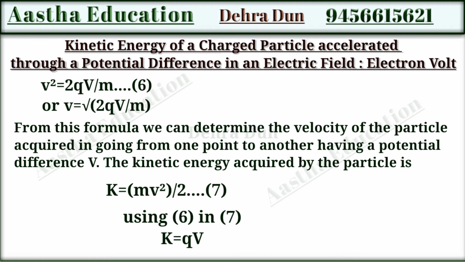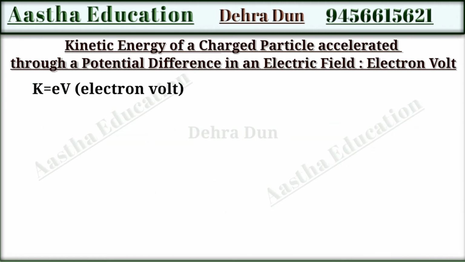Now if the charged particle is an electron, then q can be replaced by small e, which means kinetic energy is equal to eV, also called electron volt. So here we are introducing a new unit of energy, which is an electron volt, and definitely it will have some relationship with the joule. We have to find the relationship between the energy in joule and in electron volt.